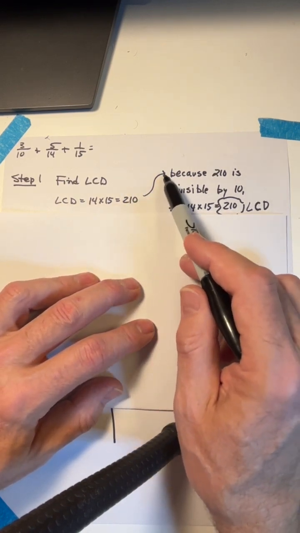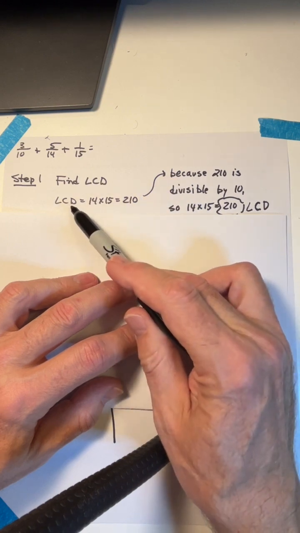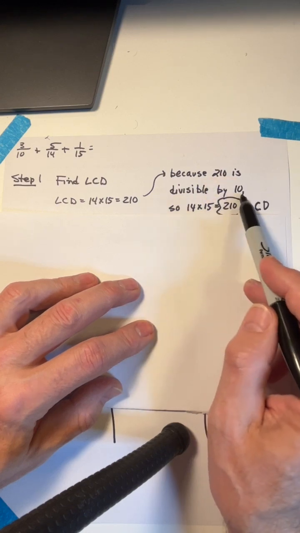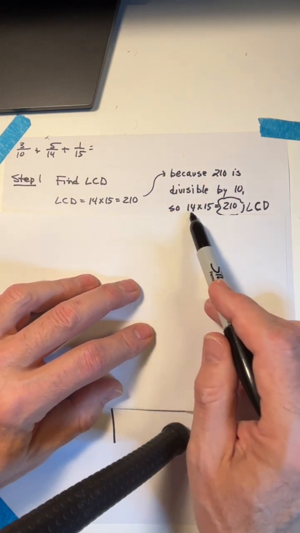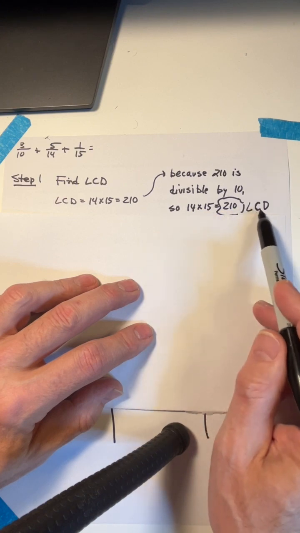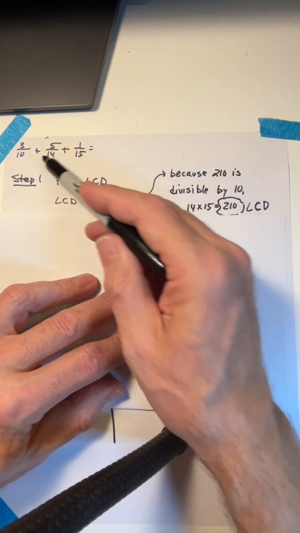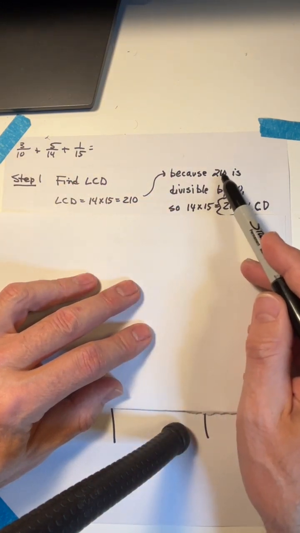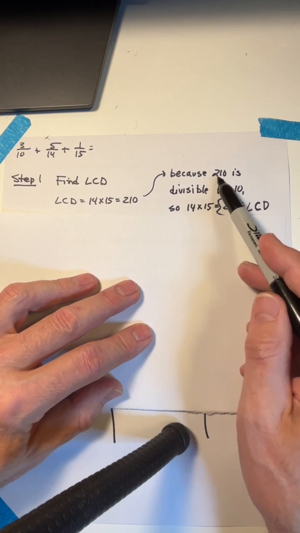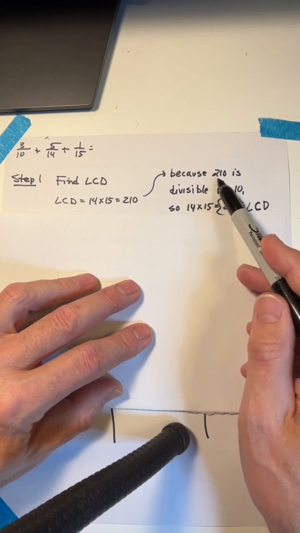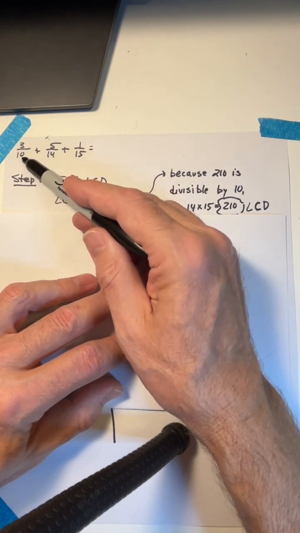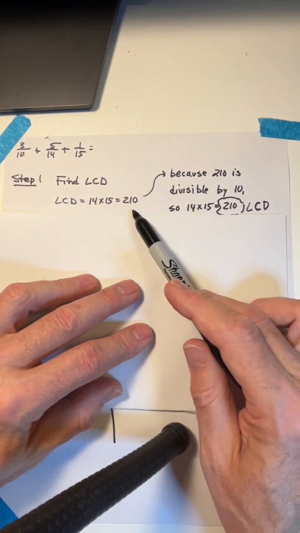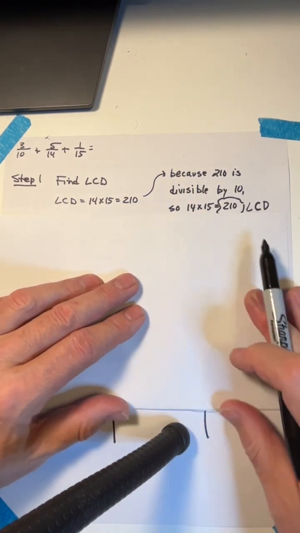Well, it turns out it does work because it is, in fact, the lowest common denominator. And it's because 210 is divisible by 10. So 14 times 15 equals 210 is the least common denominator. Because this denominator here goes into what we think is the LCD, and it does go into it, then we don't need to include that 10 in the original multiplication. So, bunch of math there. Let's go into step 2.